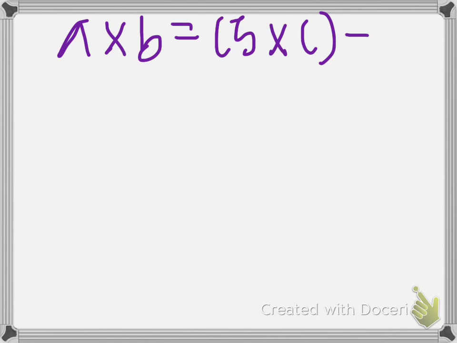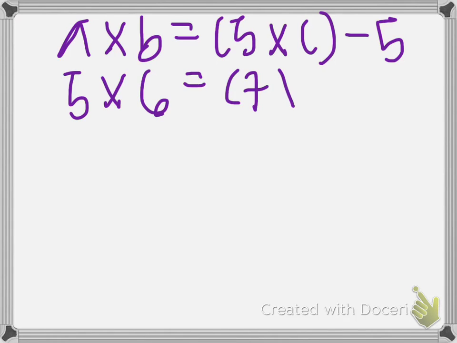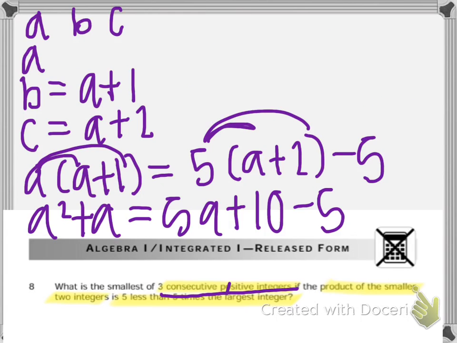Another way I went about doing this was I wrote right off the bat the question was A times B is equal to 5 times C minus 5. And from there I just guessed and checked with numbers, and I got 5 times 6 is equal to 7 times 5 minus 5. And I did what we did previously, and I got the answer was equal to 5. But to do it full out and make sure that you're correct, especially since this isn't a multiple choice question, the right way to do it would be to use the formula that I used here.